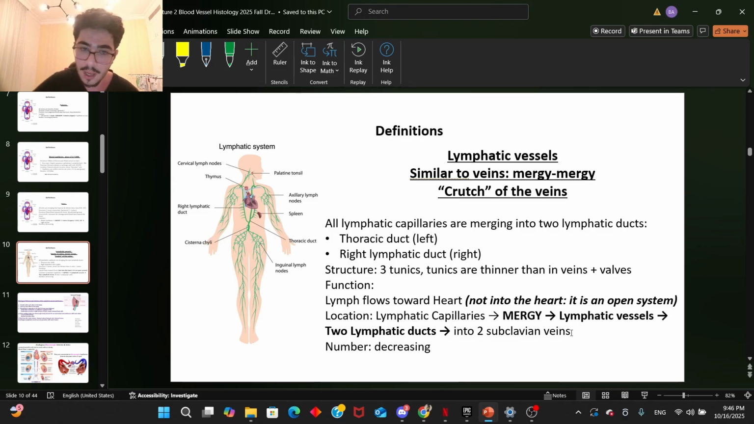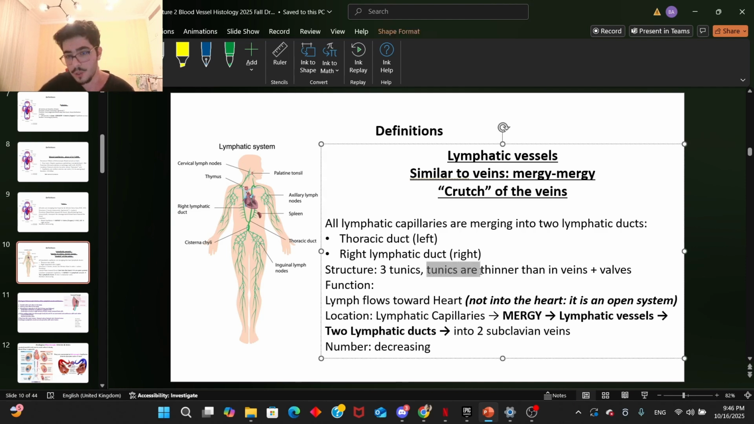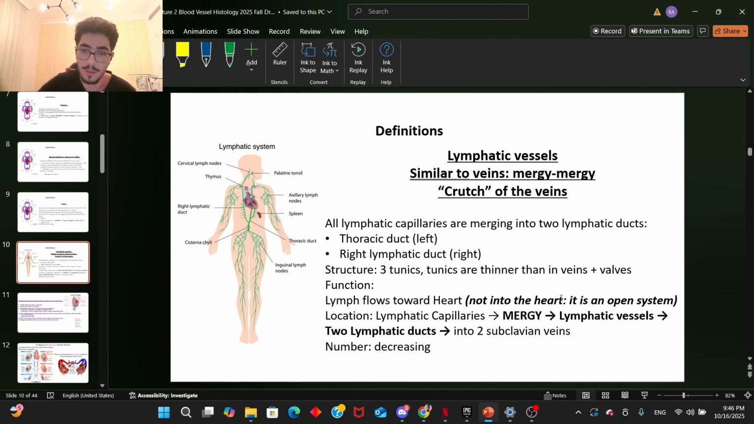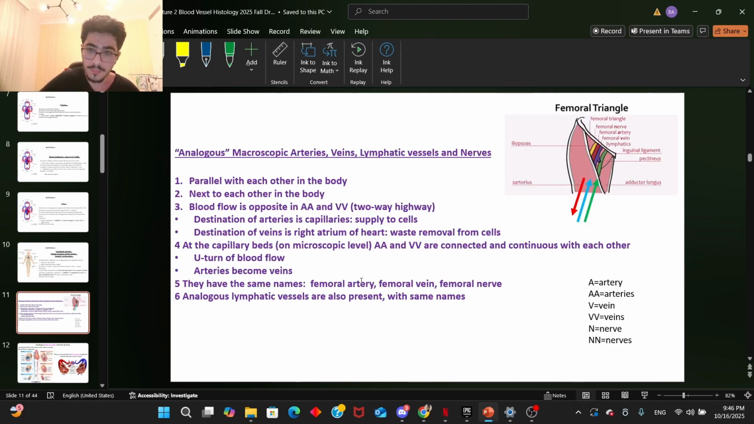Okay? It has three tunics as well, and it has valves like veins. But remember one thing: the tunics are thinner than in veins. The tunics in the lymphatic system are the thinnest, because the tunics in the arteries are the largest, the thickest, while the tunics in the veins and then the tunics in the lymphatic vessels are going to be the thinnest. Okay, so yeah, that's about it.